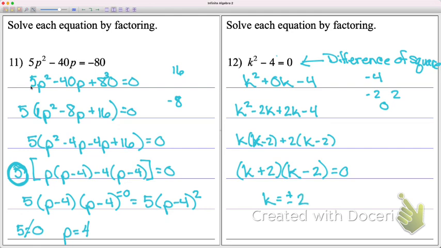Okay, so difference of squares. Anytime you see difference of squares, so if I have a squared minus b squared, every single time it's going to be a minus b, a plus b. Every single time. So what's the square root of k squared? k. What's the square root of 4? 2. One's plus, one's minus. Those are called conjugate pairs.